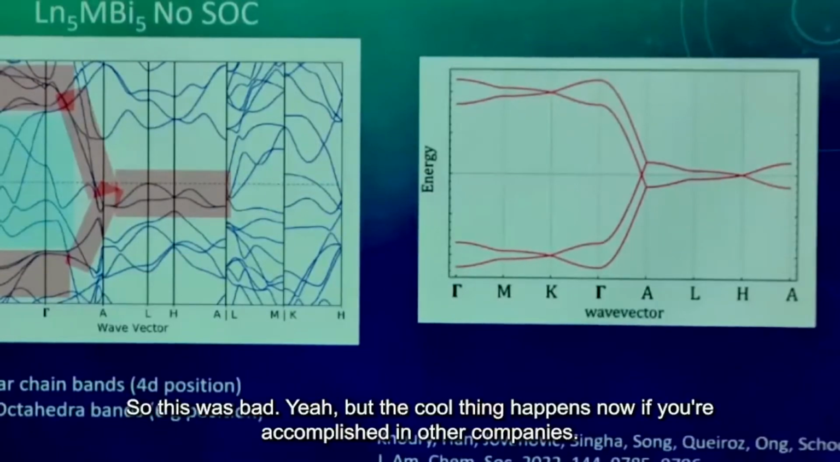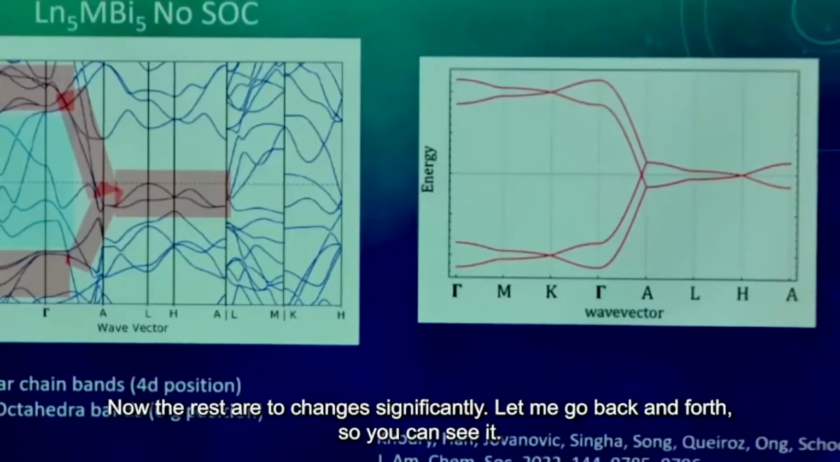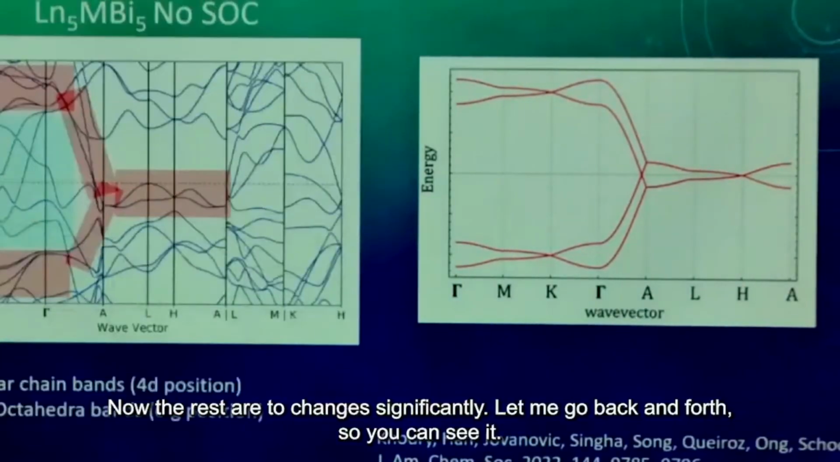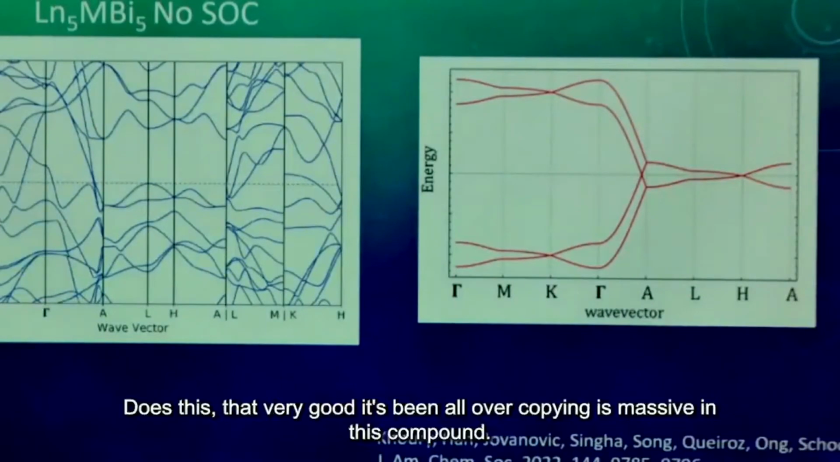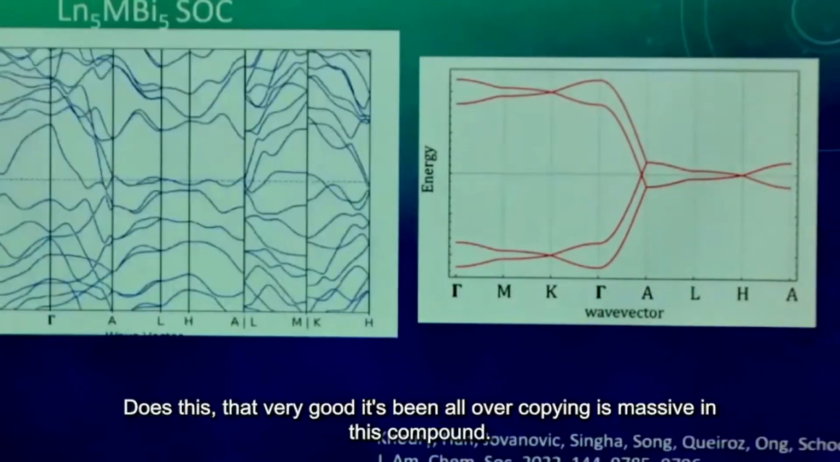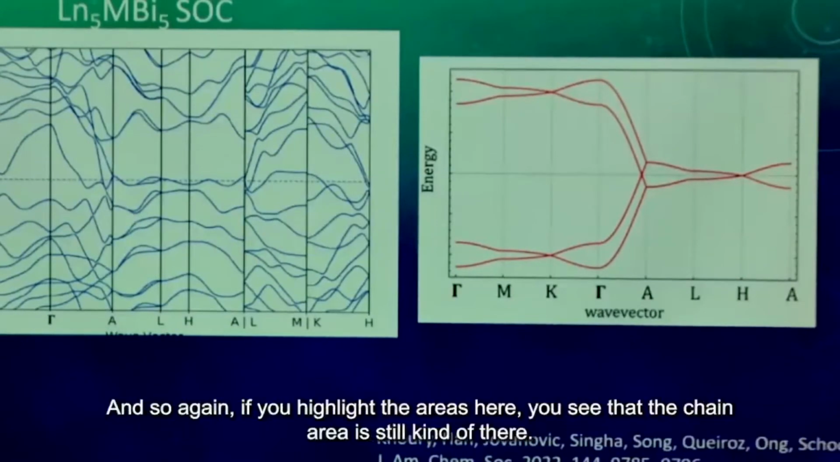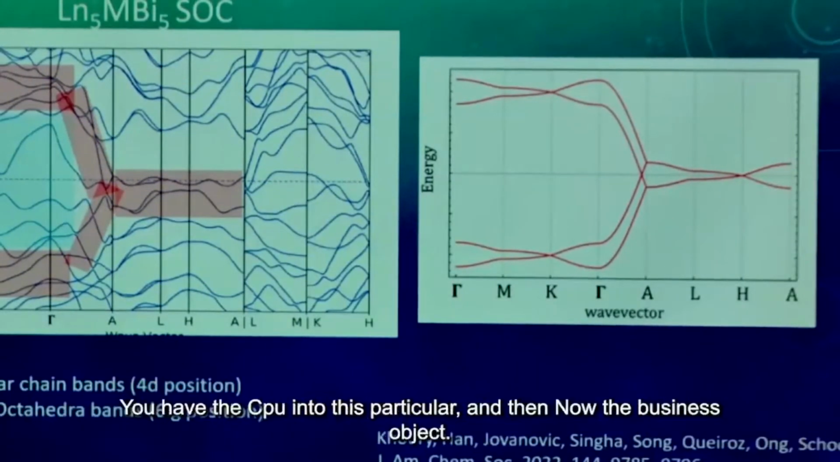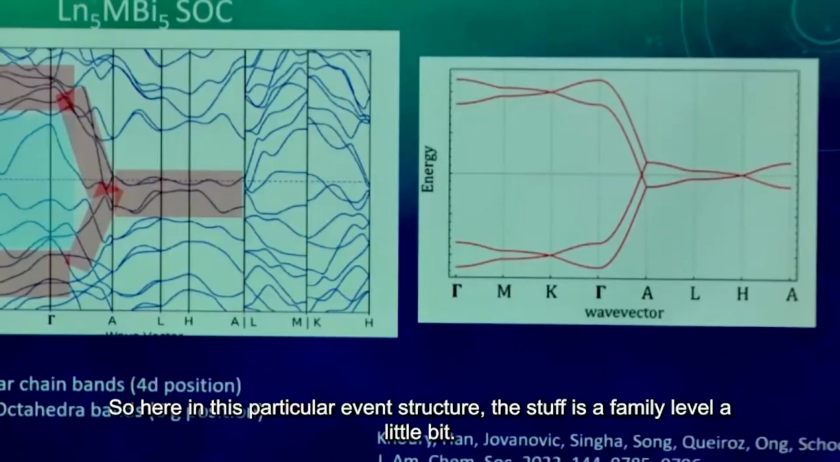And so now the cool thing happens. This looks bad, but the cool thing happens if you account for spin-orbit coupling. Now the band structure changes significantly. Let me go back and forth so you can see it. Very different band structure. Spin-orbit coupling is massive in this compound. Again, if you highlight the areas, you see that the chain area is still there. Here are the steep ends, here's the crossing that is predicted. And now the bismuth octahedra area, this other area, is gapped.